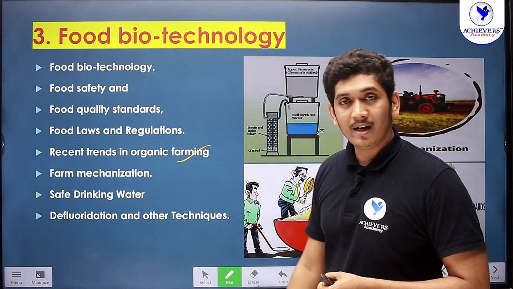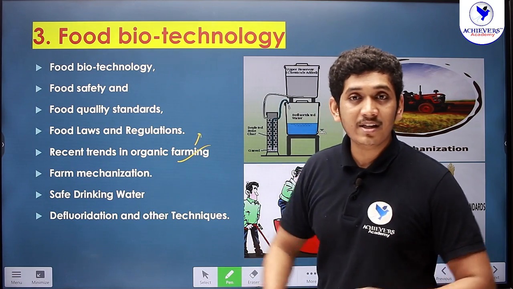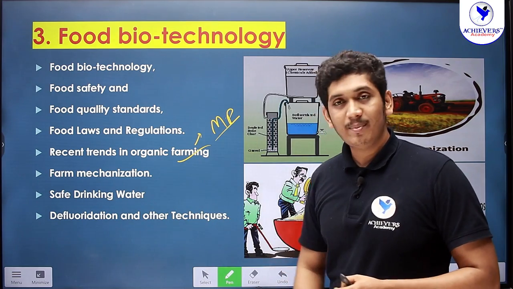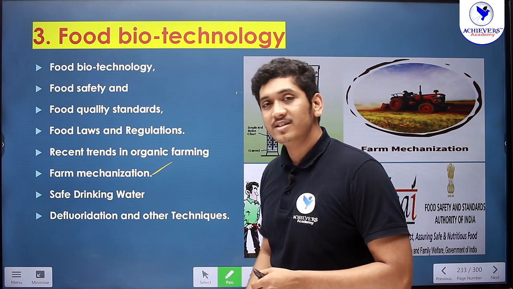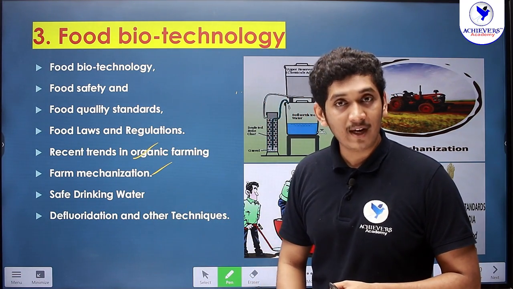Now, recent trends in organic farming. I'll teach you what organic farming is. Which is the state which has the highest area under organic farming, my friends? It is Madhya Pradesh. Such static information. What is the mechanization status in India? What are the various schemes for mechanization and organic farming in India?